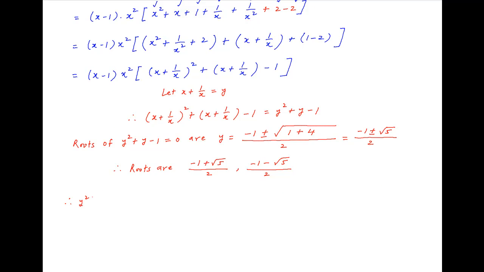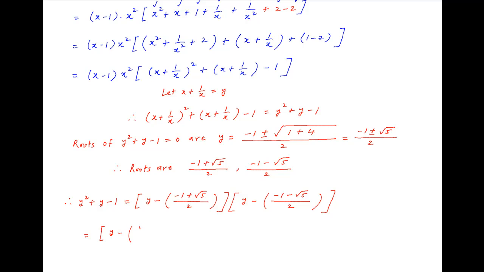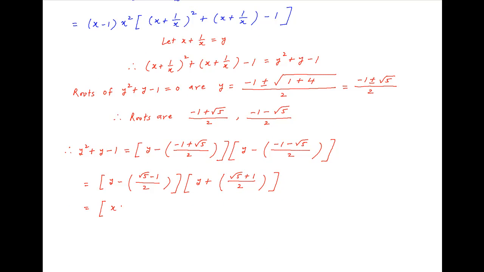It therefore follows that y square plus y minus 1 can be expressed as y minus in brackets minus 1 plus root 5 upon 2 multiplied by y minus in brackets minus 1 minus root 5 upon 2. And this is equal to y minus root 5 minus 1 upon 2 multiplied by y plus root 5 plus 1 upon 2. Substituting the value of y, this is equal to x plus 1 upon x minus root 5 minus 1 upon 2 multiplied by x plus 1 upon x plus root 5 plus 1 upon 2.